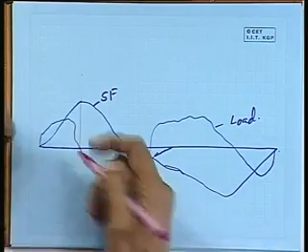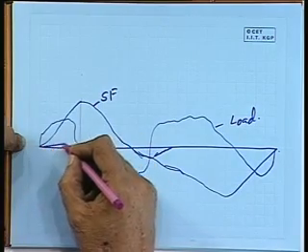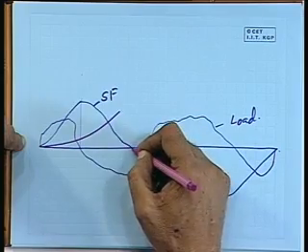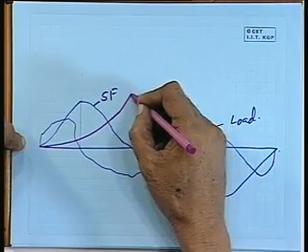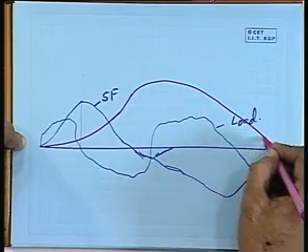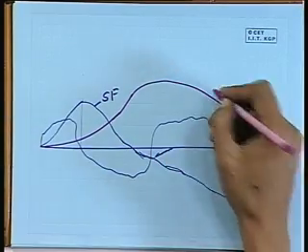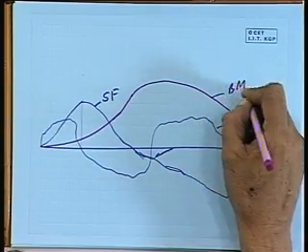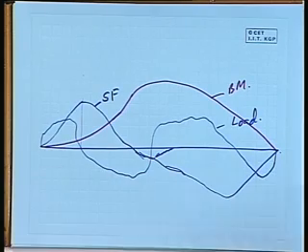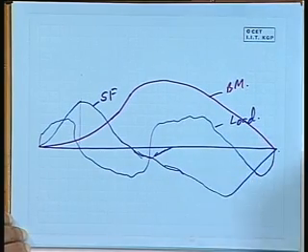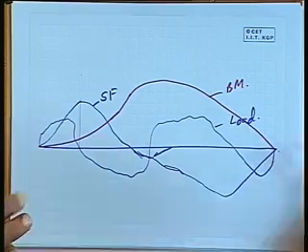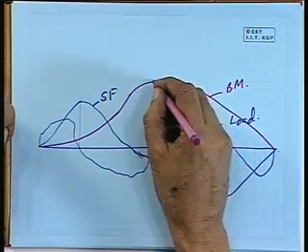And then when you try to integrate the load curve, it will keep on increasing till it comes to this point here, and then it will start decreasing and it will become 0 somewhere here. So, this becomes a bending moment curve.